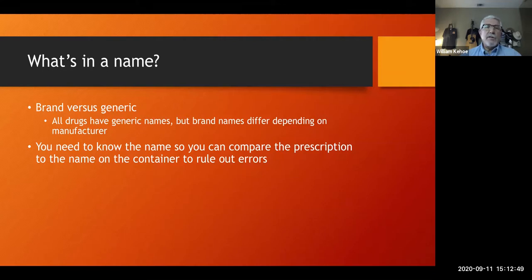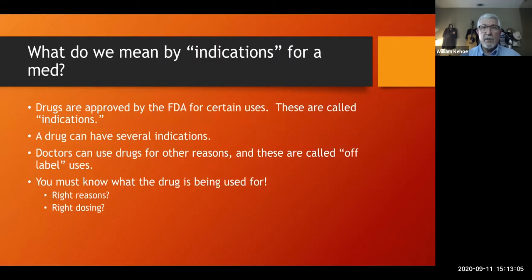So the reason you need to understand these names is so that you can compare what's on the prescription and the container to what is on your medication administration record, or what we call the MAR, so that there's no confusion and there's no mistaking things. You always want to make sure that the name matches what they're supposed to be getting.